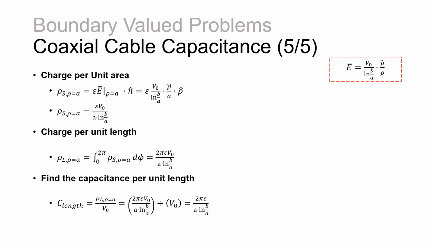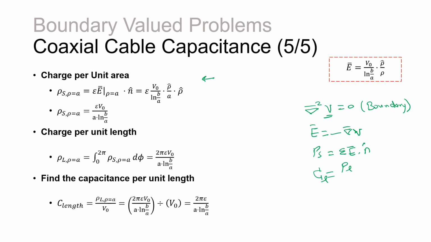Let's check again our steps. We started from the Laplace equation, nabla squared V equals 0. From it, and based on the boundary conditions, we calculated V. After we calculated V, we calculated E equal to minus gradient of V. After that, we can calculate rho S equal to epsilon E dot n. Once we calculate rho S, we need to check what kind of capacitance we need. In this specific problem, we need to calculate capacitance per unit length. Then we need rho L over V.